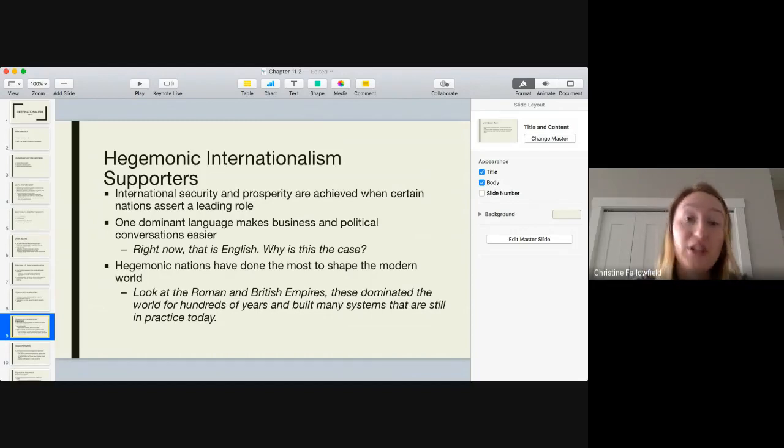We look at the way that hegemonic nations have shaped the world, starting with the Roman Empire taking over most of Europe, and the British Empire, as I said earlier, taking over pretty much the whole world. They have dominated politically, economically, and the systems that they've put in place are still in use, which credits the fact that hegemonic nations derive their power from being successful. And if something works, why would we change it? Why would we challenge what is happening and what is happening well?